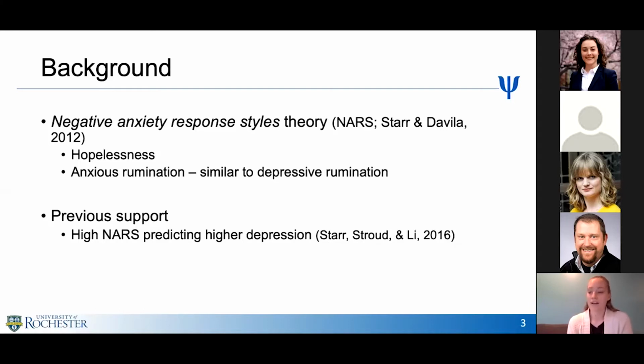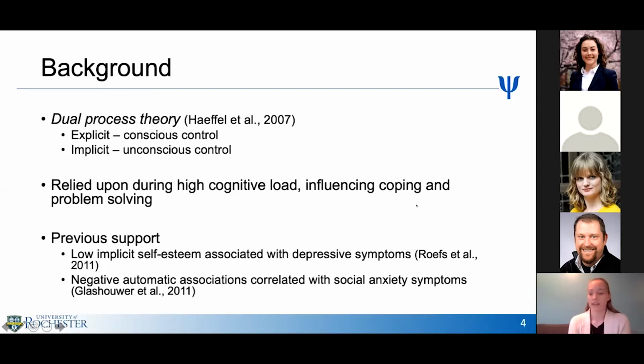However, negative anxiety response styles have been assessed primarily with explicit measures, which require introspective awareness. And as some individuals may lack insight into their tendency to engage in NARS, the current study utilized dual process theory. Dual process theory posits that information is processed under two separate and distinct systems, explicit processing and implicit processing. Explicit processing utilizes effortful or deliberate cognitive control, whereas implicit occurs automatically without conscious awareness and includes concepts like perception and knowledge. As implicit processing is relied upon during periods of high cognitive load, it may influence coping and problem solving, leaving individuals at higher risk for psychopathology.